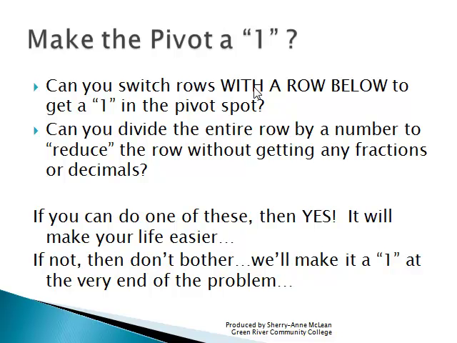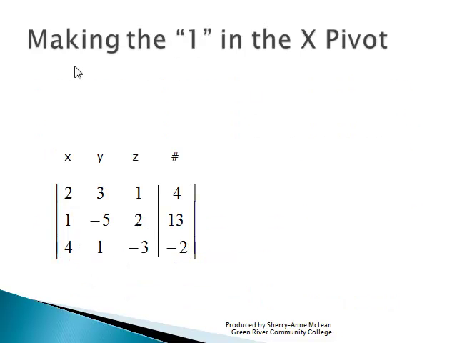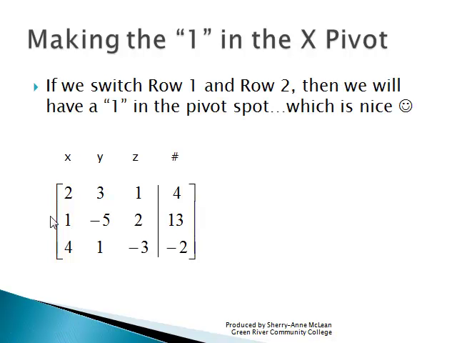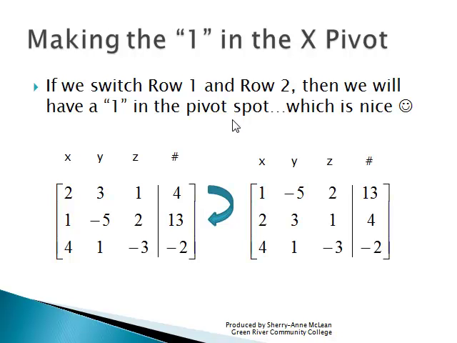So let's go back and look at the matrix that we have right now. Here is our pivot spot. It has a 2. Is there an easy way to make it a 1? Absolutely. We can switch rows. There's a 1 in the same column already right below it. If we switch row 1 and row 2, we'll have a 1 in the pivot spot, which is going to be nice. So we're just taking everything in the first row, switching it with everything in the second row, and we get this matrix right here.